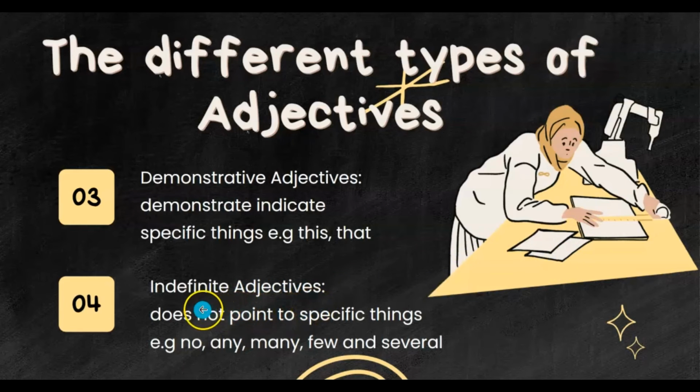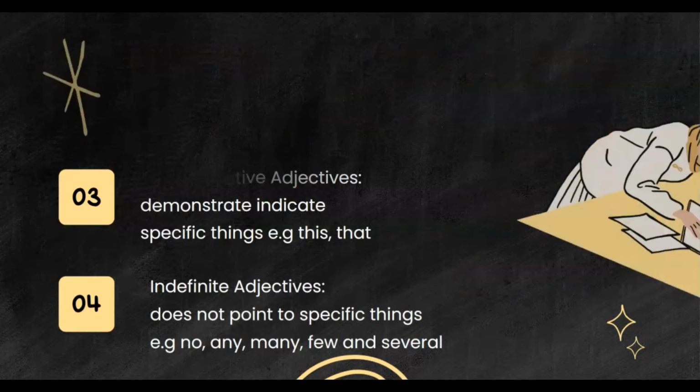Indefinite adjectives do not point to specific things. Example: no, any, many, few, and several. You can use an example such as: there are several circles. Okay, there are several stars in the sky, or there are many. So they are indefinite. That is once again an adjective. It's describing something.